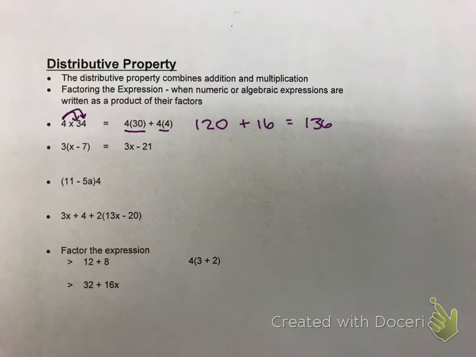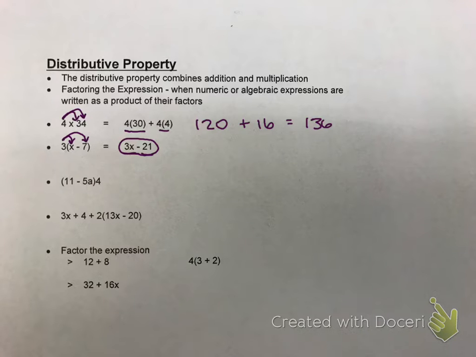In the first example, we distributed the 4 to the 34. In our next example, we're going to distribute the 3 to x minus 7. Remember, that is the letter x, not a multiplication sign. So we're going to multiply 3 times x. We're also going to multiply 3 times 7. 3 times x is 3x. 3 times 7 is 21. We cannot simplify that. Therefore, that is our answer.